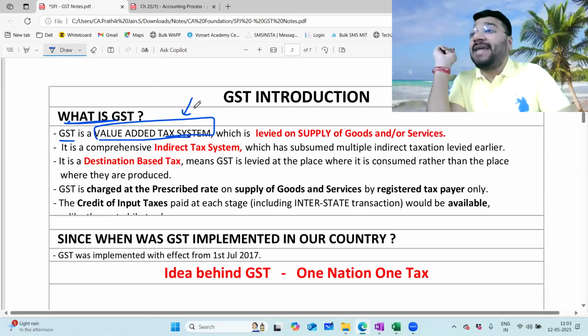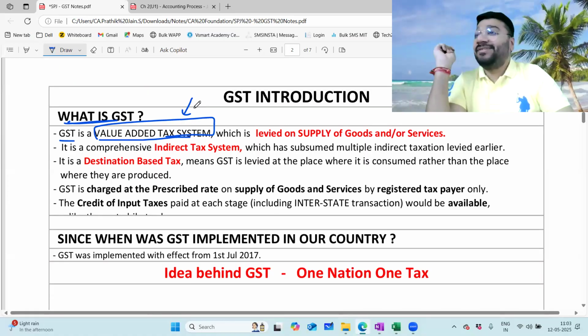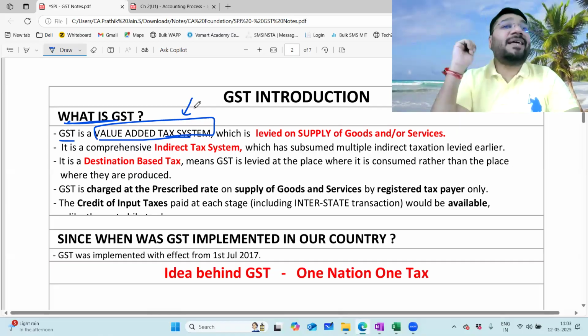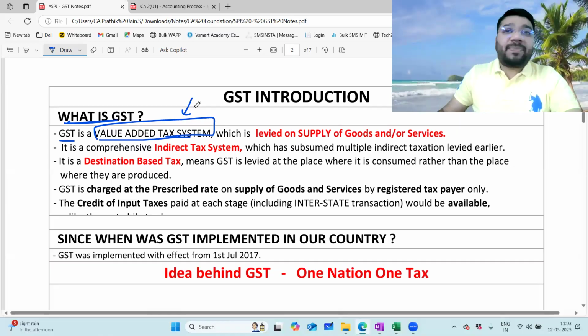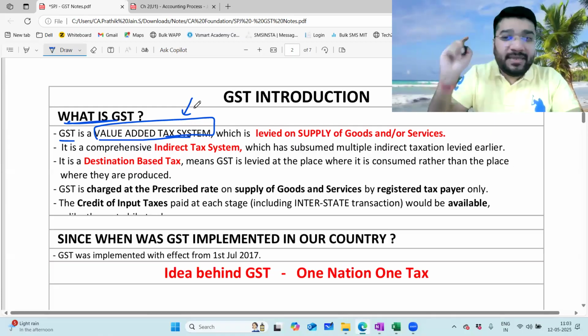GST is not a value added tax system. True or false? False. Now, why? Justification has to be given, no. So unless and until you understand the concept, you cannot give the explanation also. So now, I'm not giving the explanation because when the right time comes, I'll give you the explanation of the value added tax system, meaning.